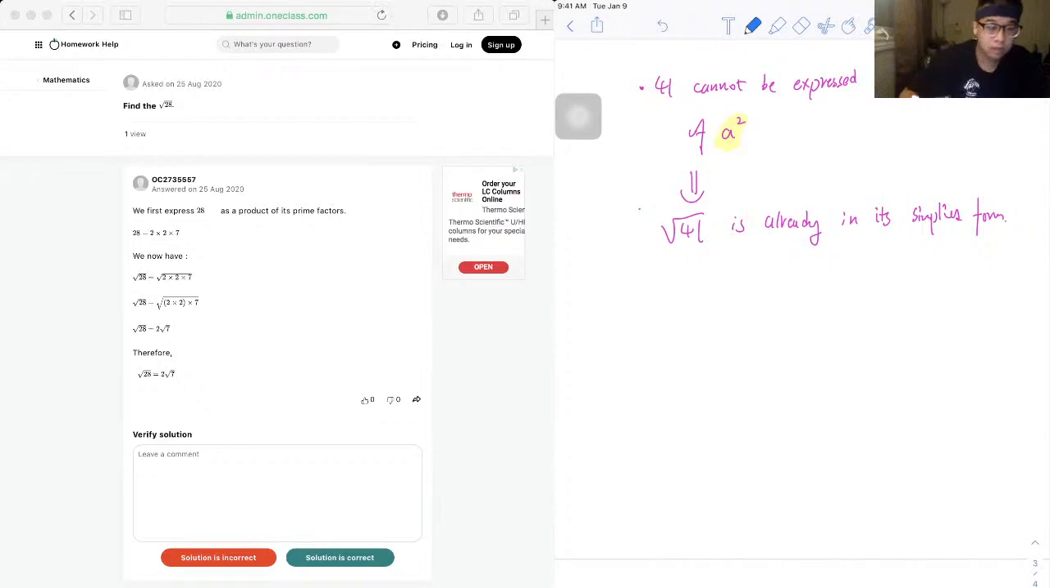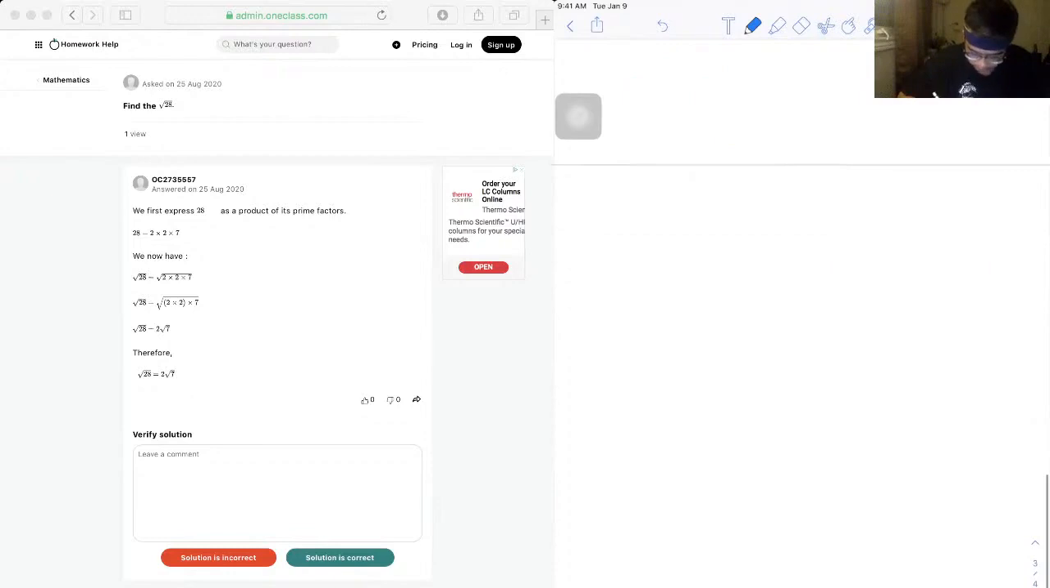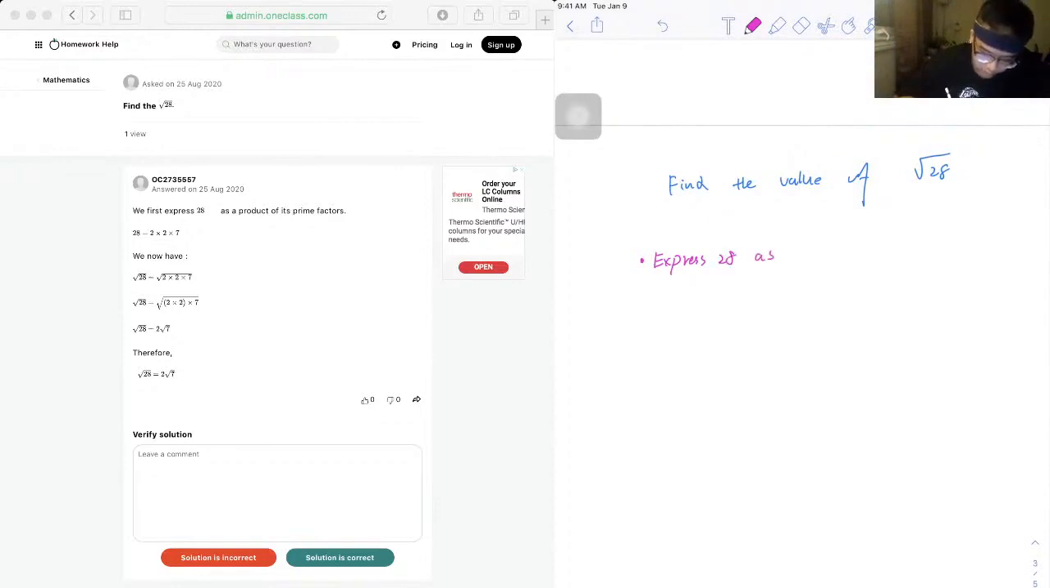Coming up, we have our next question. It's asking us to find the value of root 28. So first, we need to express 28 as a product of its prime factors.